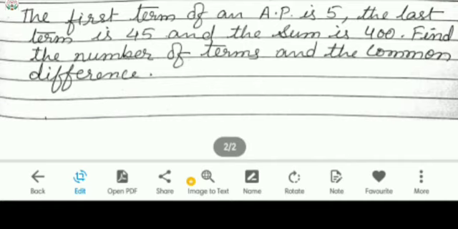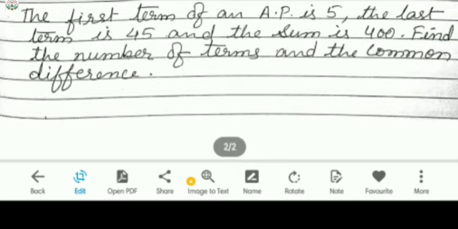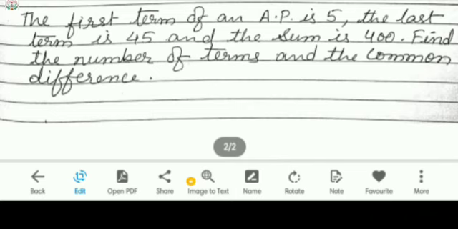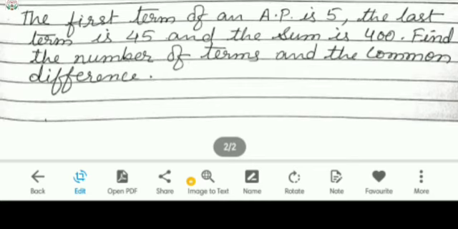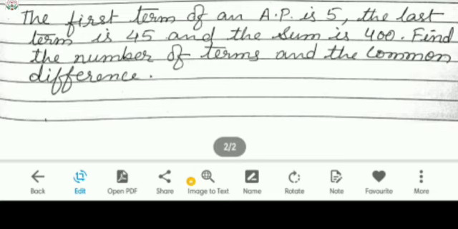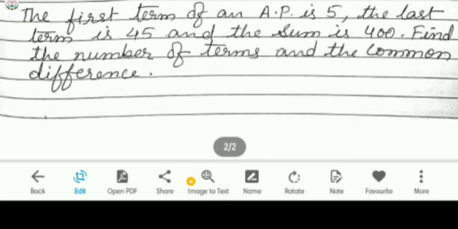L is 45. One formula of Sn we know in terms of the first term and last term: 400 equals n upon 2 within brackets a plus L, where a is the first term and L is the last term. The first term is 5, the last term is 45, so the addition of these two will be 50. So 400 equals n upon 2 into 50. Now only n is the variable, the others are all numbers. So you can simplify and get the value of n. That will be the number of terms.